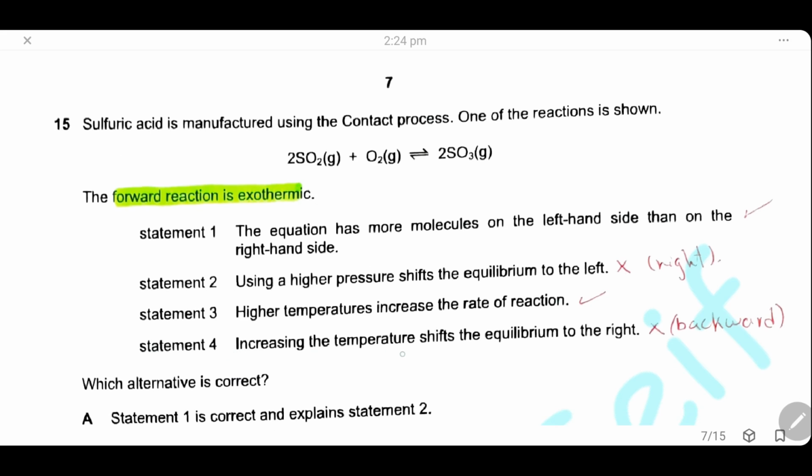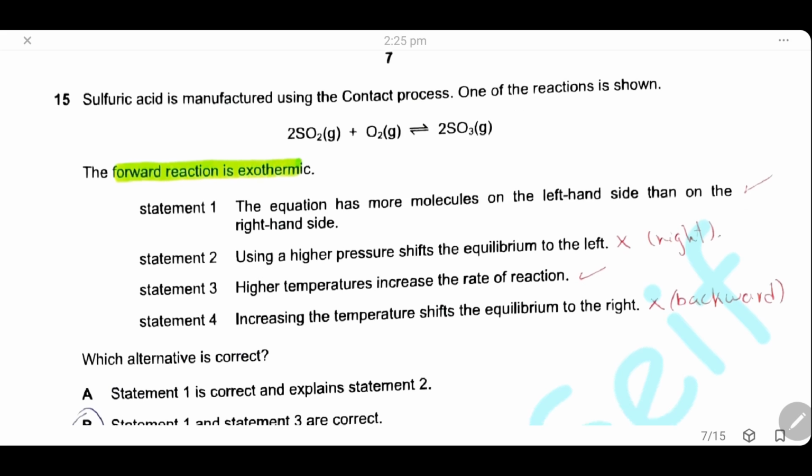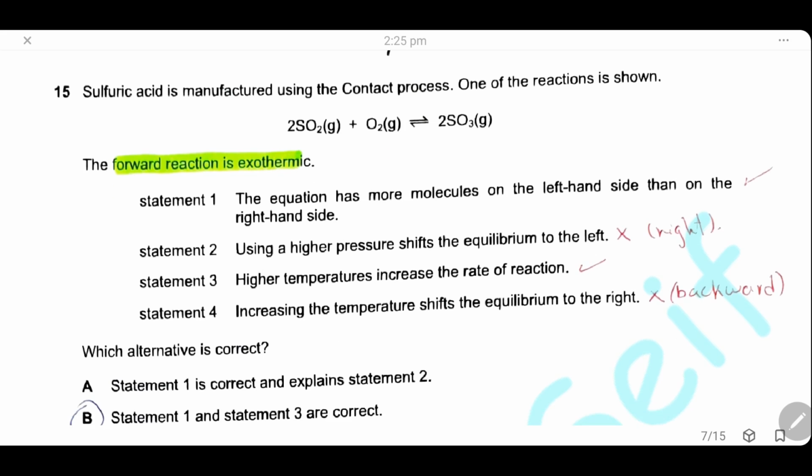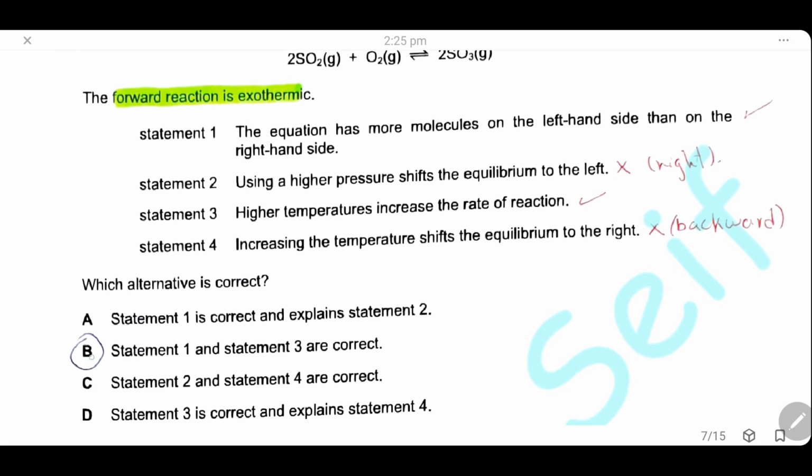Statement 4. Increasing the temperature shifts the equilibrium to right. This is a wrong statement because increasing the temperature in exothermic reaction shifts the equilibrium backward. That means to the left side. So here we have only 1 and 3 correct. So the answer is B.